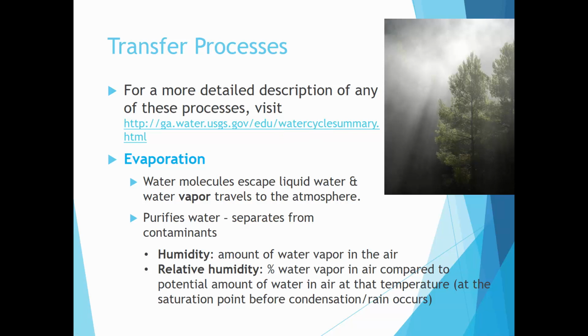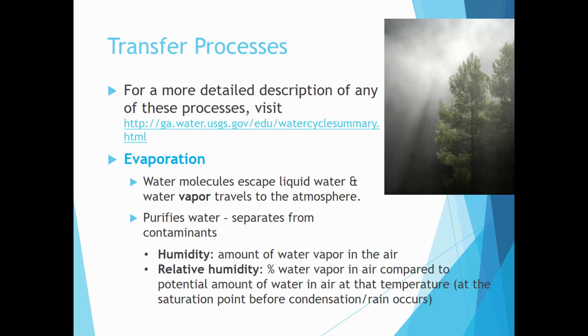Evaporation is the way that water gets from land or water on the surface of Earth into the atmosphere. And so in this process, water molecules escape from liquid water as heat is added to the water, and the water vapor then travels up into the atmosphere. Evaporation is a very useful process because it purifies water. So as the water is evaporated into the atmosphere, any contaminants that reside in those water molecules are separated out from the water, and it's just water molecules rising up into the air.